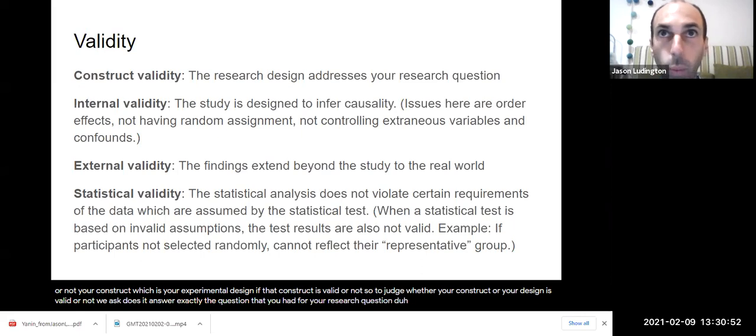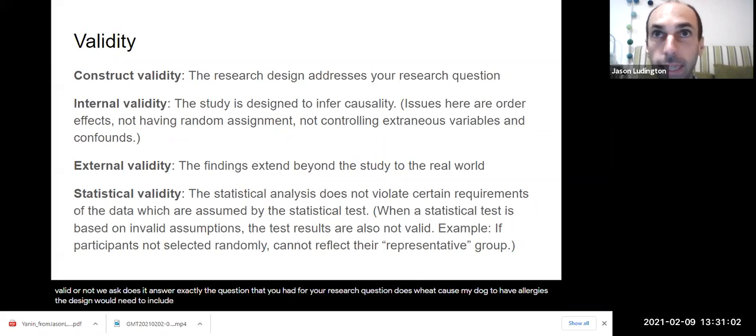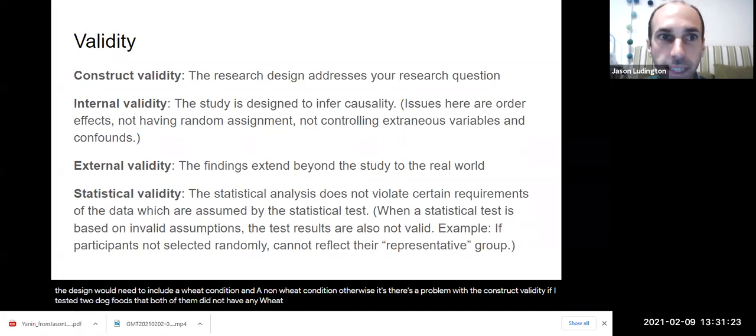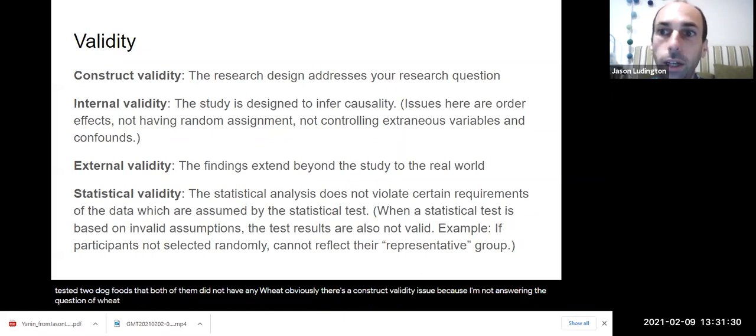For example, does wheat cause my dog to have allergies? The design would need to include a wheat condition and a non-wheat condition. Otherwise, there's a problem with the construct validity. If I tested 2 dog foods that both did not have any wheat, obviously there's a construct validity issue because I'm not answering the question of wheat allergy for my dog unless at least one of the conditions includes wheat, right? So that's a construct validity issue.